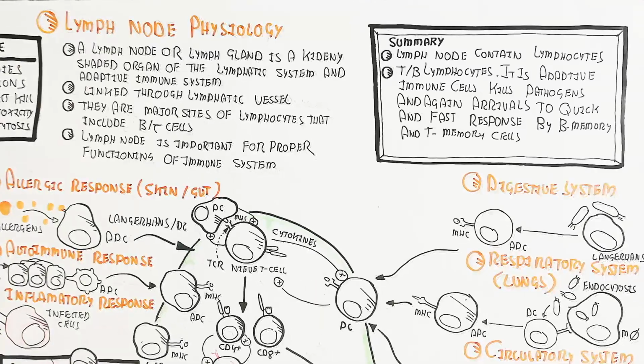But we are just understanding that the spleen involves macrophages, which will recycle the RBC. The summarization is that the lymph node contains lymphocytes, T and B lymphocytes. It is the adaptive immune cell that kills pathogens, and on re-exposure it gives a quick and fast response through B memory and T memory cells. In this way, a repeat exposure to the pathogen will be quickly resolved and the pathogenicity quickly cleared. That is why it is known as the adaptive immune system. While the innate is different, containing macrophages, neutrophils, eosinophils, basophils and other types of monocytes.